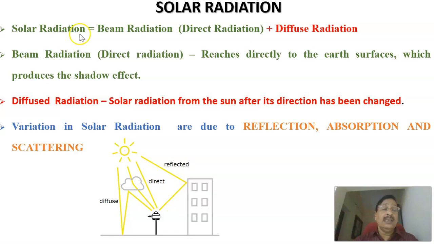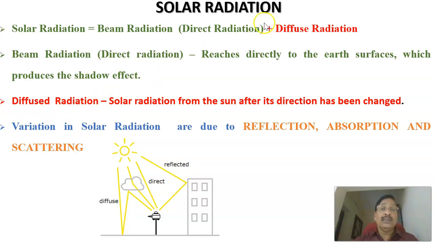Solar radiation is the sum of beam radiation, that's called direct radiation, and diffuse radiation. Direct radiation plus diffuse radiation, we call it total solar radiation. Beam radiation, that's called direct radiation, is the sun's radiation coming directly, that reaches directly to the Earth's surface, which produces the shadow effect.